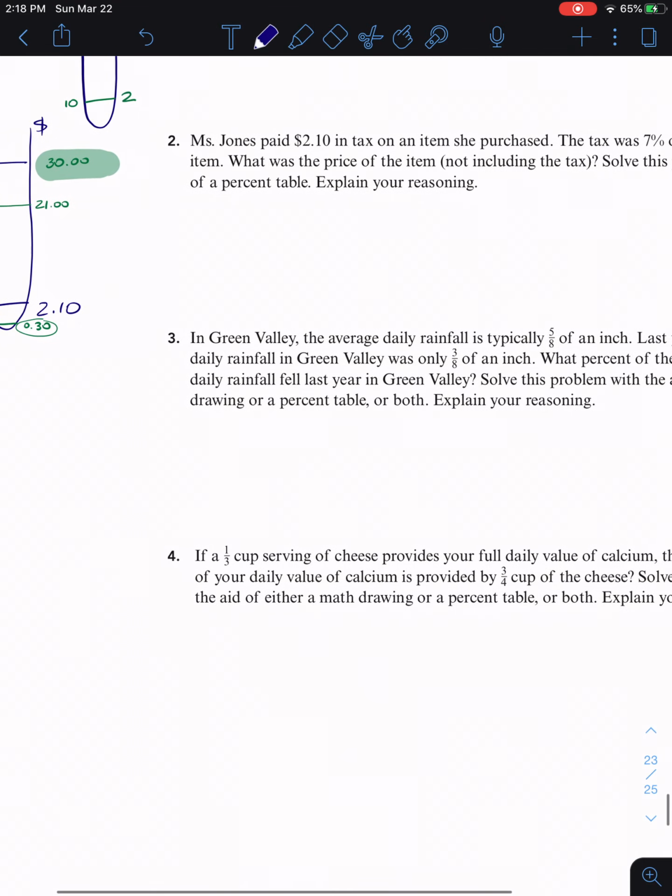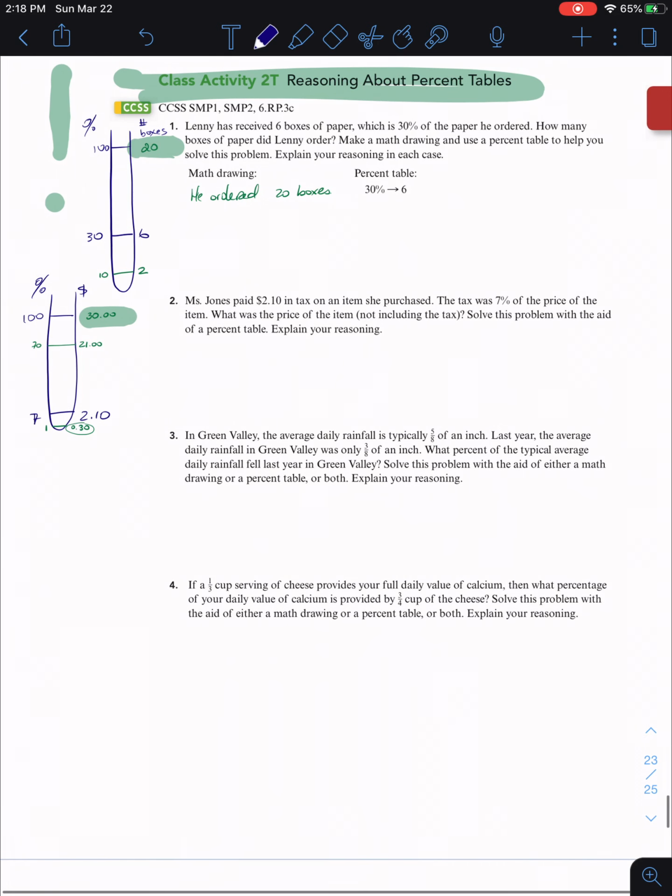In Green Valley, the average daily rainfall is typically 5/8 of an inch. Last year, the average rainfall was only 3/8 of an inch. What percent of the typical average daily rainfall fell last year? Solve the problem with the 8 of, okay. So the question is, what percent of the typical average rainfall? So that seems to be our whole. So let's see.